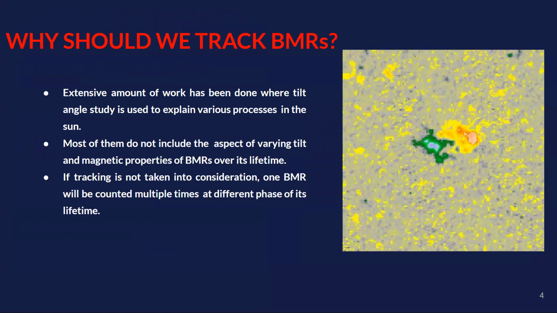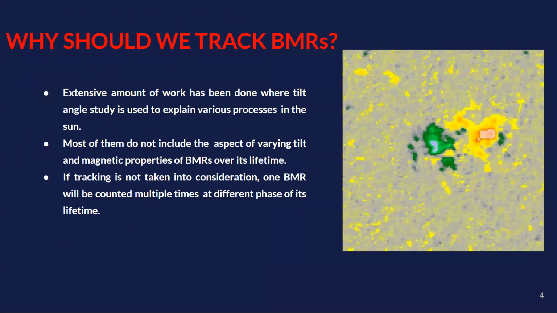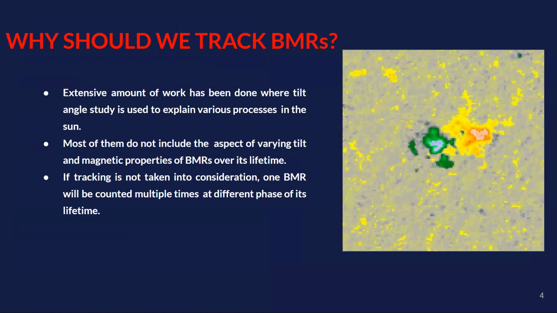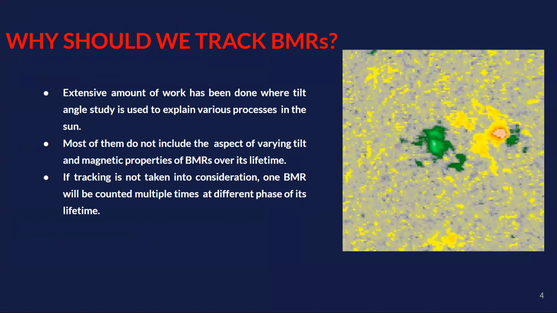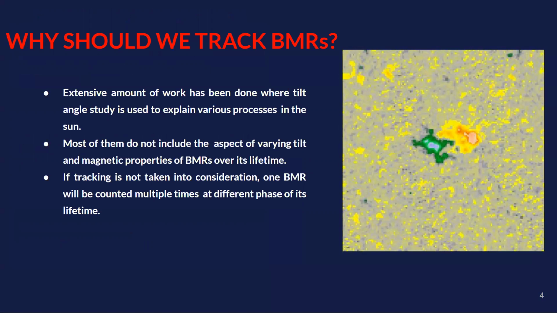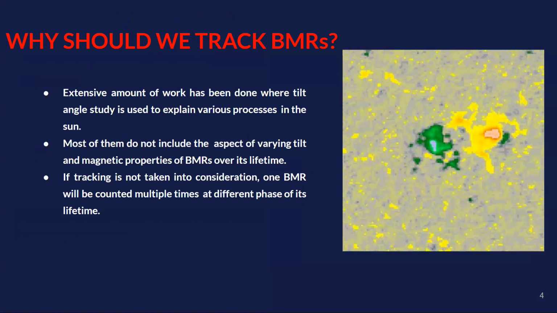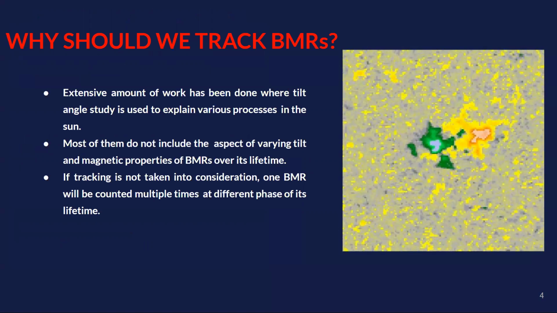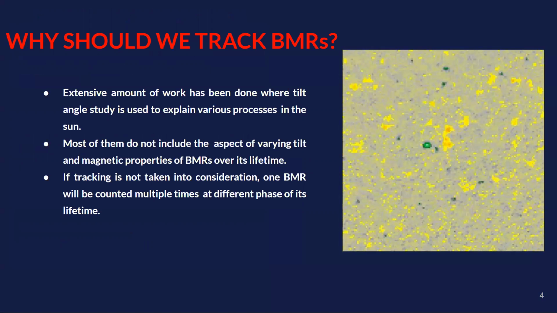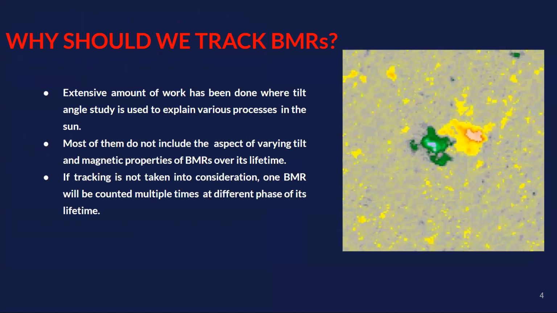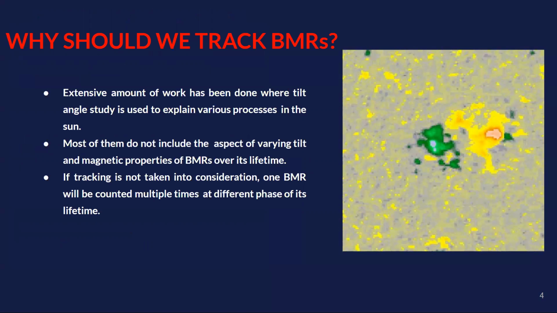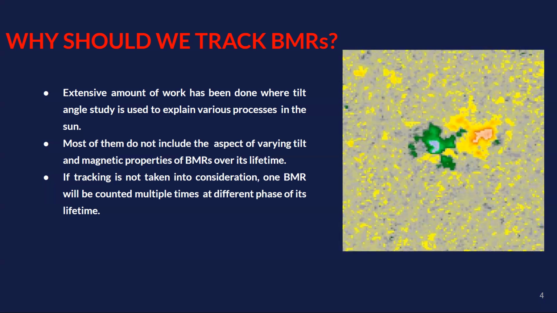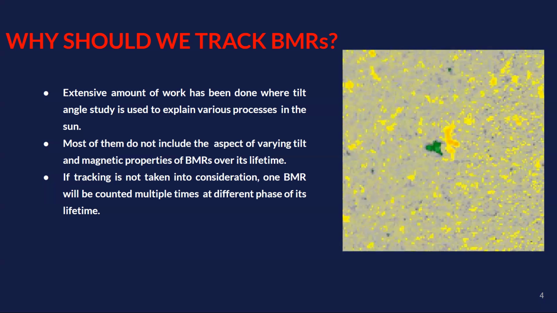Before getting into the algorithm, first we have to address why we need to track the BMRs. Previously, much work has been done where tilt angle study has been used to explain various processes in the sun. But many of those do not take into account varying morphological and magnetic properties of the BMRs, and one BMR may be counted multiple times. Since each BMR has an individual lifetime, different BMRs will have different weightage in the analysis, which can lead to inconclusive results. So it's very important that we track the BMRs before the analysis.